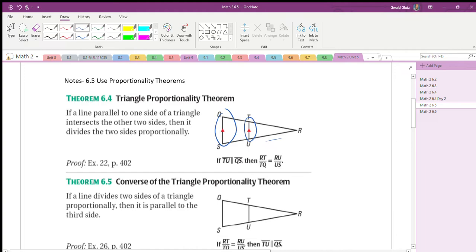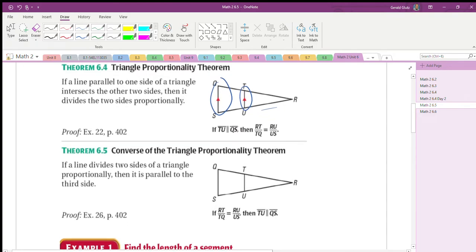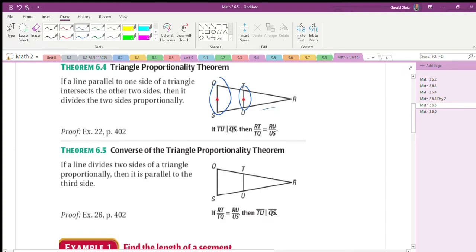Then the next theorem is the converse of that. So if I said that backwards, it would still be true. If I knew that these were proportional, so TR divided by TQ is equal to UR divided by US, then that would tell me that these have to be parallel. So we're going to be using these things for most of the notes today.